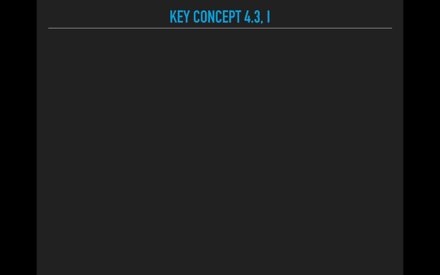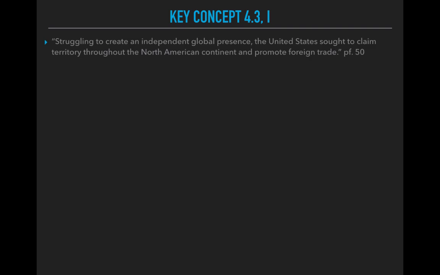All right, Key Concept 4.3, Roman numeral 1. Struggling to create an independent global presence, the United States sought to claim territory throughout the North American continent and promote foreign trade. That is also from page 50. So what we'll see is that after the Louisiana Purchase, the U.S. will seek to increase its influence in North America through the following ways. We have exploration, a few years after the Louisiana Purchase in 1803, the Lewis and Clark expedition.